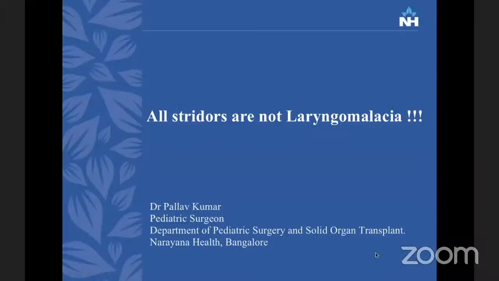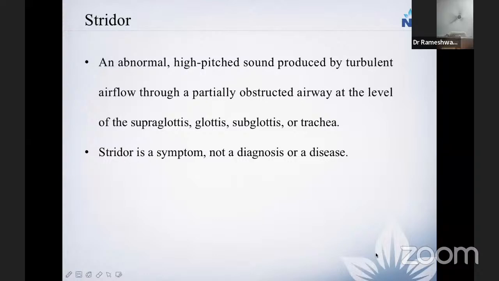In children, and what is the management for all those kinds of stridor. So currently, firstly, we will define what is stridor. A stridor is an abnormal high-pitched sound produced by turbulent airflow through a partially obstructed airway at the level of supraglottis, glottis, subglottis, or trachea. Stridor is a symptom, not a diagnosis or a disease.